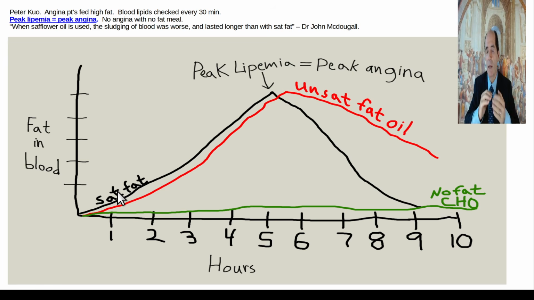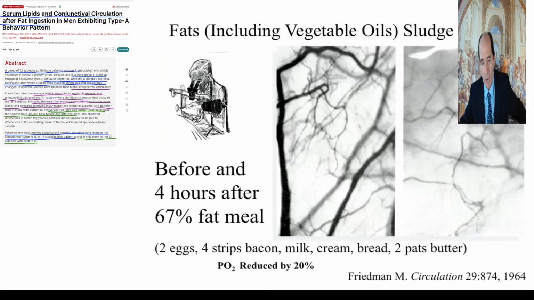Peter Kuo was a cardiologist. They would get cardiac anginal attacks at peak lipemia. He was checking their blood lipids every 30 minutes. And what Meyer Friedman and Ray Rosenman showed, Kuo was working especially with sat fat, but they did it later with unsat fat, omega-6 oils, that it was even worse, the blood sludge rouleau formation effect, okay? So that's why when you hear people telling you that omega-3s are okay, you know they're BS artists, okay? This was figured out a long time ago in the 1950s and 60s.